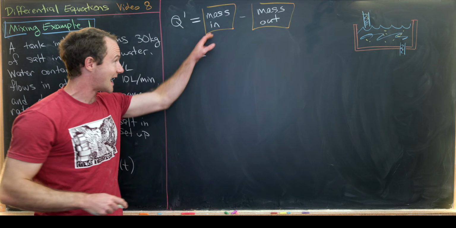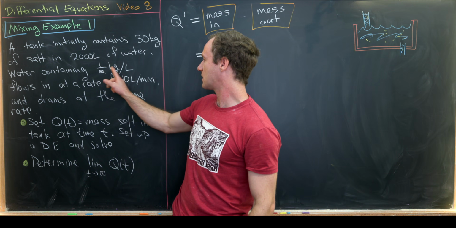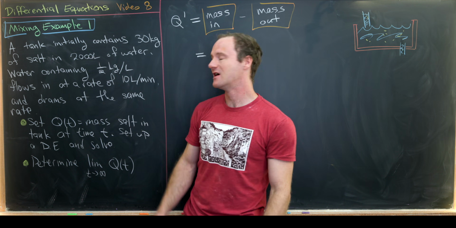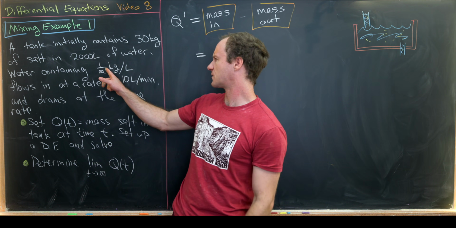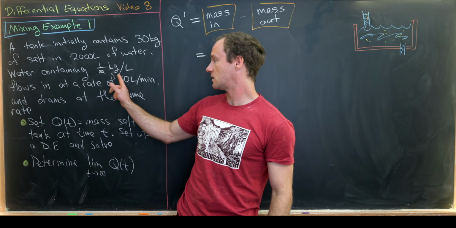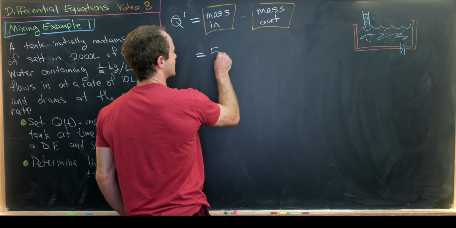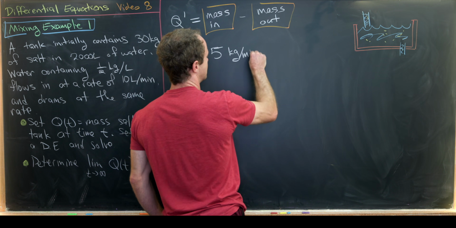So notice the mass coming in is equal to a half a kilogram per liter times 10 liters per minute. So in other words, it is 5 kilograms per minute. So that's just from multiplying this concentration coming in with this rate of the inflow. So here we have 5 kilograms per minute.